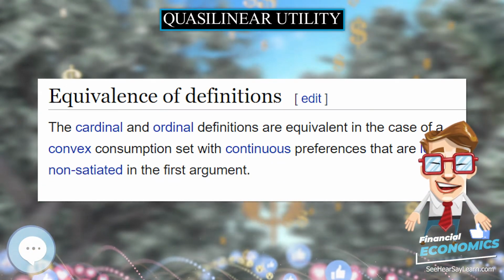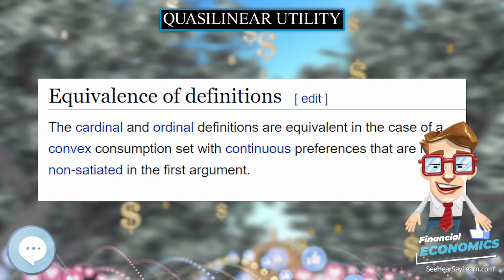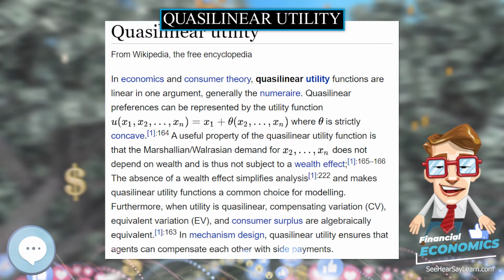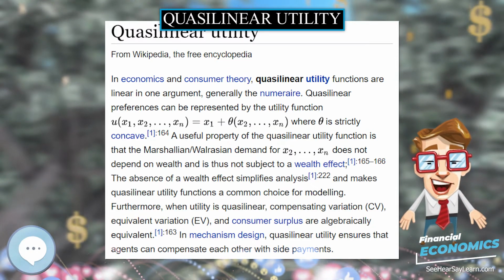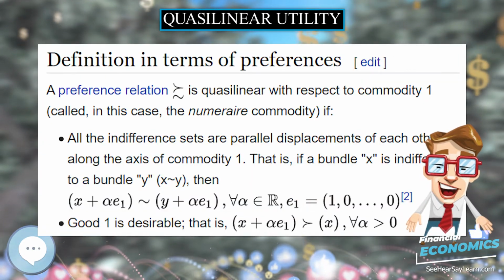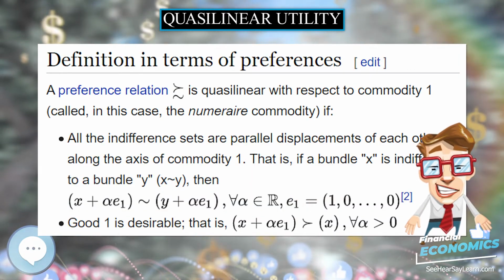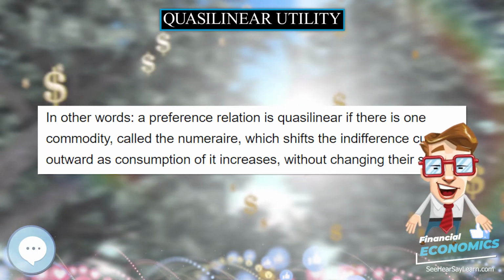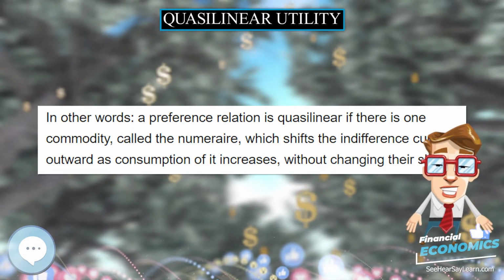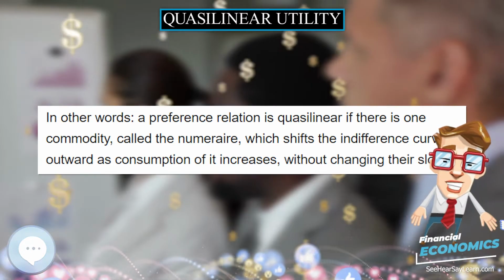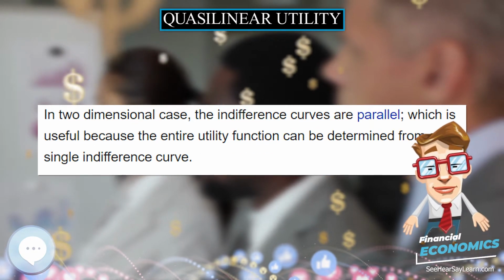Furthermore, when utility is quasilinear, compensating variation (CV), equivalent variation (EV), and consumer surplus are algebraically equivalent. In mechanism design, quasilinear utility ensures that agents can compensate each other with side payments.